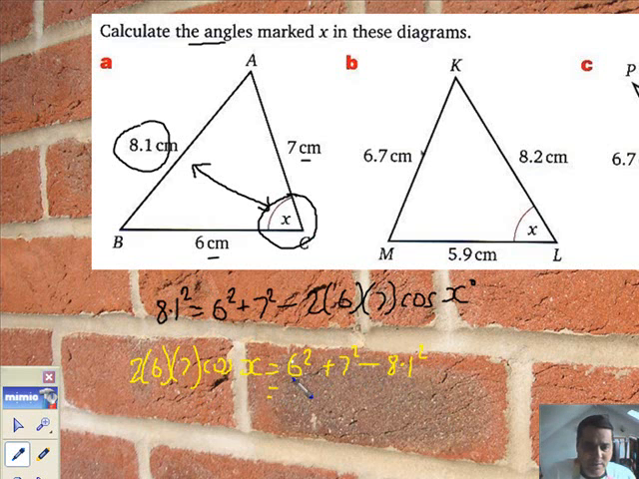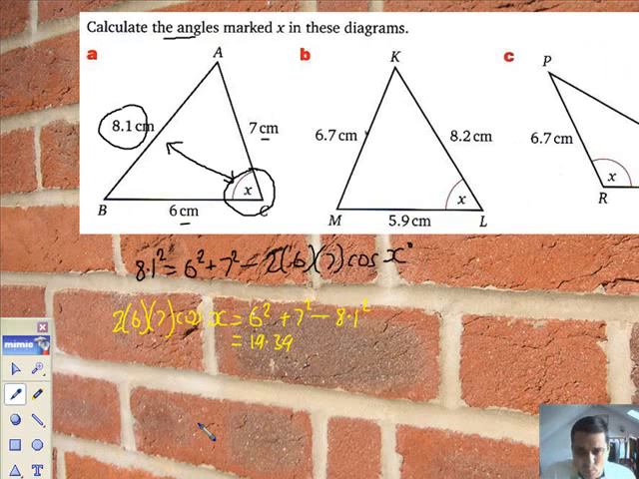Let's just work this out this side first and that'll be fine. So 6 squared is 36, so 36 plus 49, that's 7 squared, press equals, and I want to take away 8.1 squared and that gives me 19.39. Again, you haven't got to show every single little bit. I've done this in one little blob.